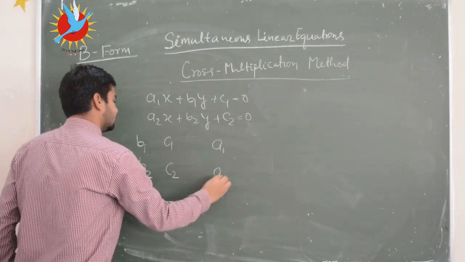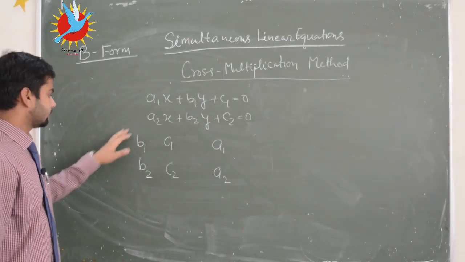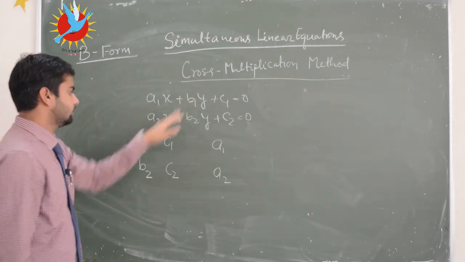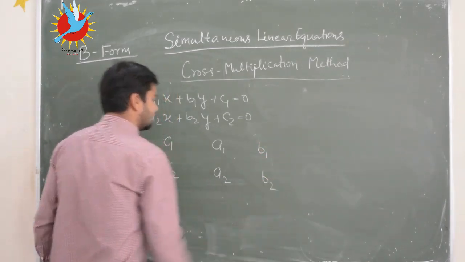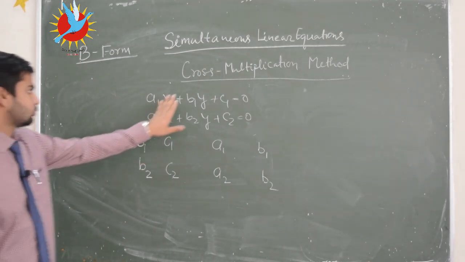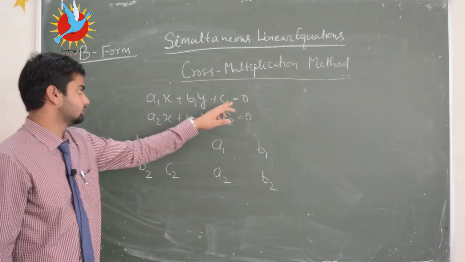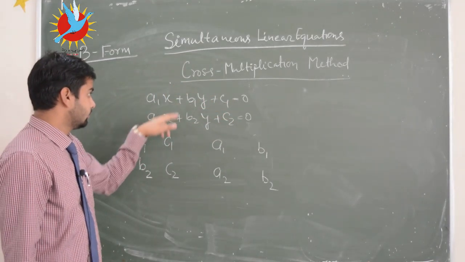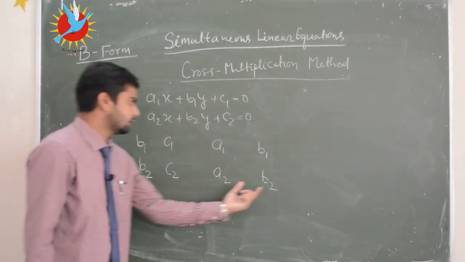At the end we have to write again where we started, the coefficients of y, b1, b2. So finally we write the column of b1, b2 again. Here we got 4 columns. The first one was the coefficients of y, b1, b2, the second one was the constant terms, the third column was a1, a2, and the last one where we started, b1, b2. So we start from b1, b2 and end with b1, b2.